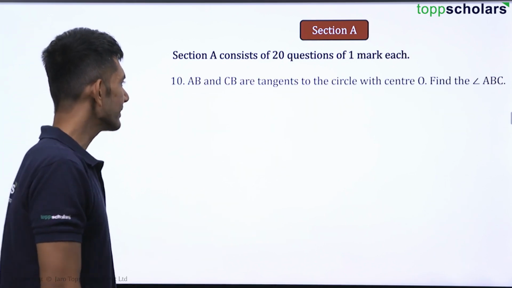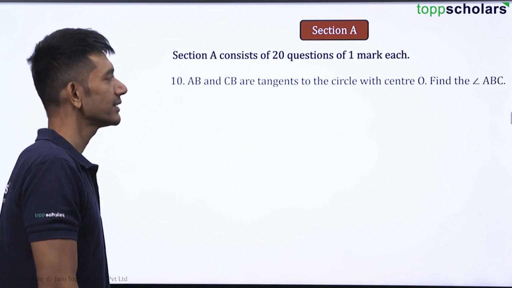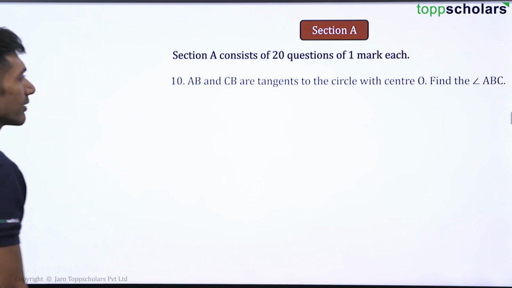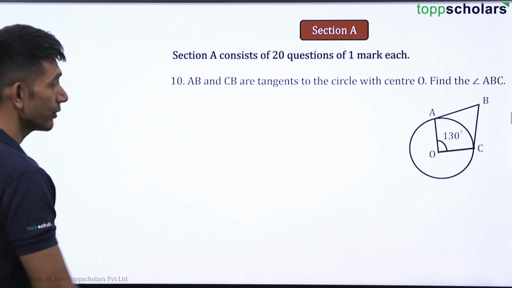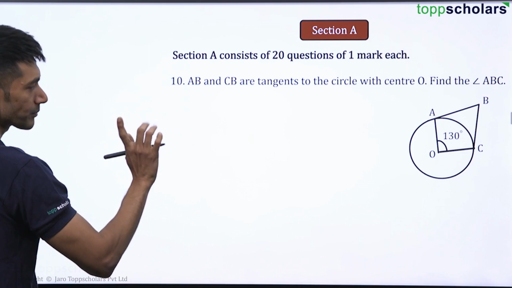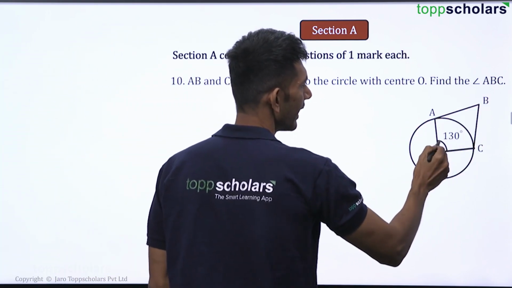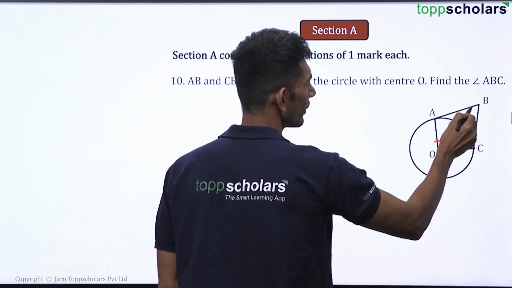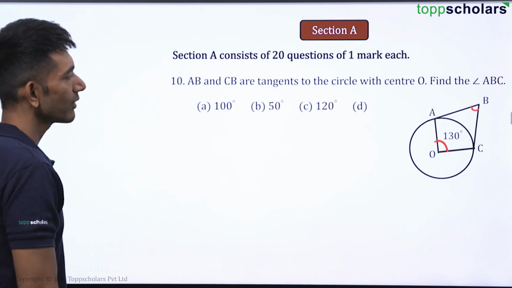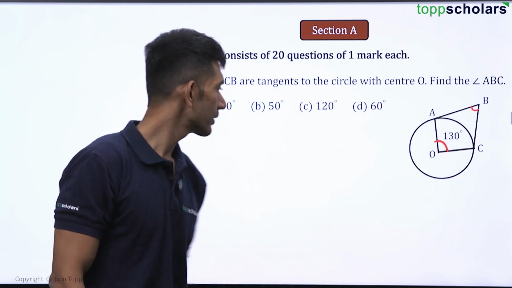Okay. The new question says AB and CB are tangents to the circle with center O. Find angle ABC. Okay. So interesting, very easy question. Two tangents are given, AB, CB, and this angle is given. We are supposed to find out this angle. So definitely that is a quadrilateral formed. Where is the quadrilateral formed? The quadrilateral is formed over here, ABCO, correct?